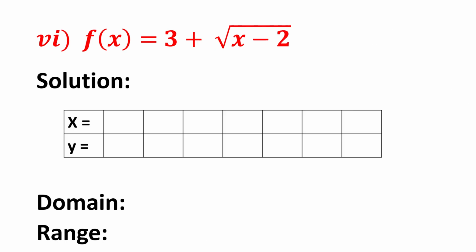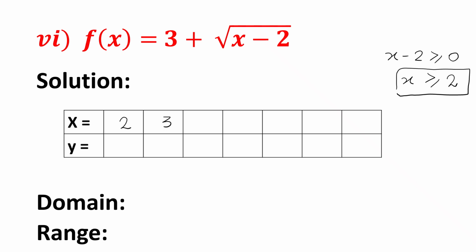When a square root is given in the function, there is a restriction that the number inside the square root shouldn't be negative. It means that this x minus 2 should be greater than or equal to 0, means this is a positive number. From here, find the value of x, that is positive 2. So, our domain values should be greater than or equal to 2.